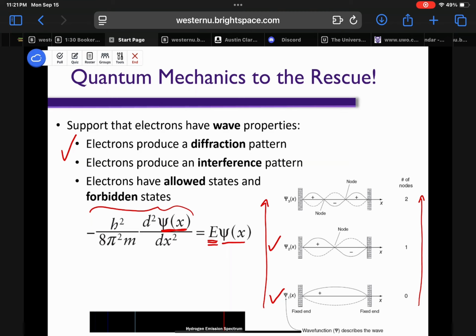The left-hand side of this equation is called the Hamiltonian operator. We can see we're doing a second-order derivative there. We have pi, the mass of the particle, and h squared, where h is Planck's constant. Thankfully, we're not going to be solving this equation. This equation has been solved, and there are multiple solutions. Today, we're going to look at what those solutions are and interpret what they mean.